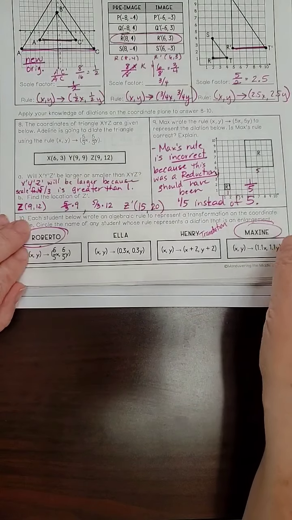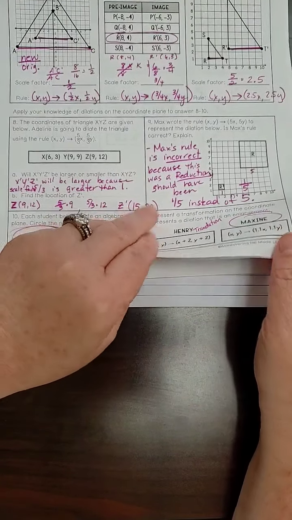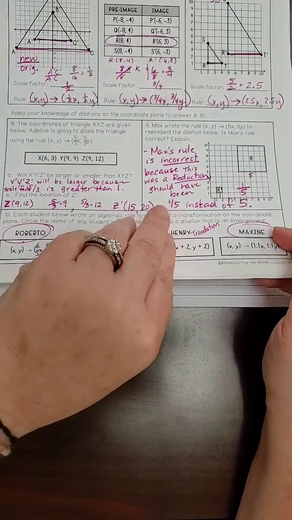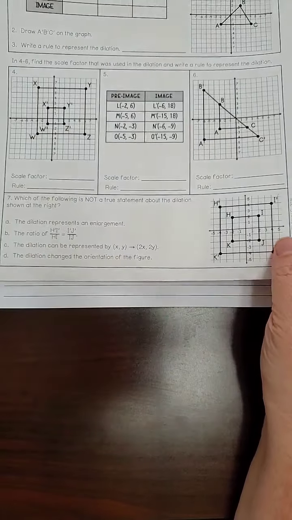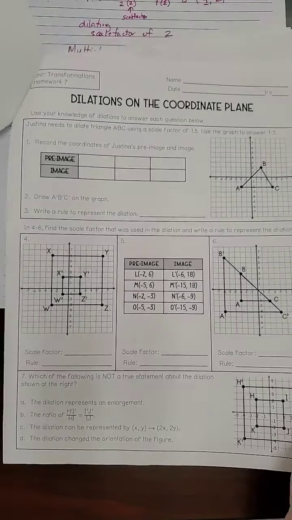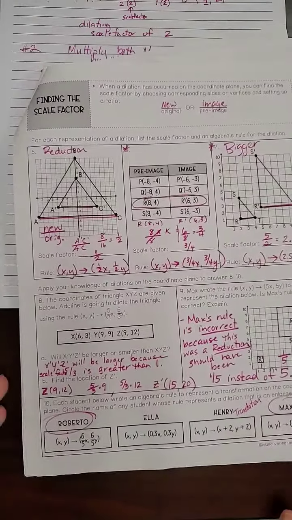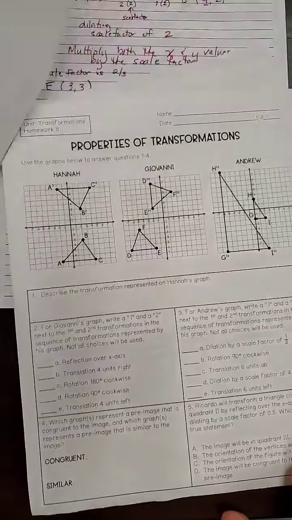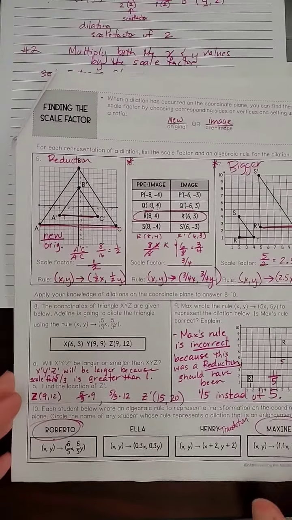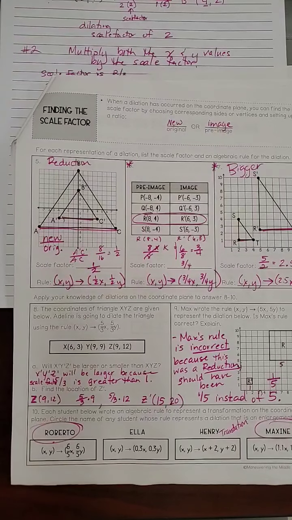Your homework tonight is going to be homework 7, dilations on the coordinate plane. Remember, when finding the scale factor, it's always new over original, and we can dilate points by multiplying the x and y value times the scale factor. So good luck on your work tonight.